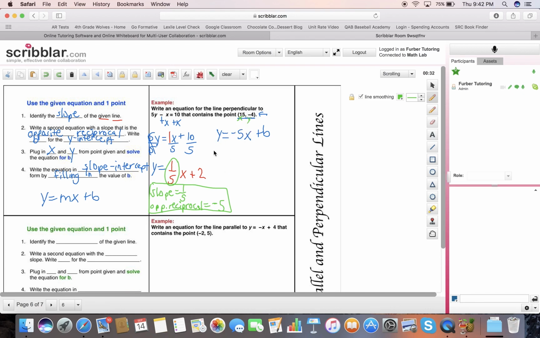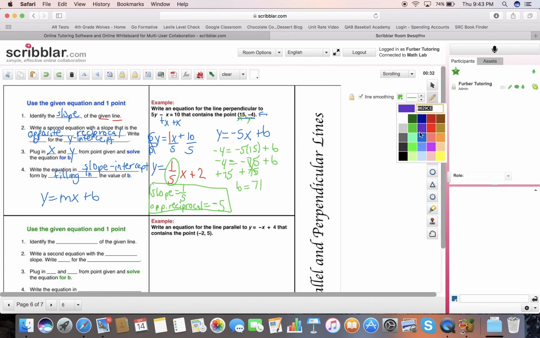For the y, I'm going to put in negative 4, and for the x, I'm going to put in 15. Then I'm going to find out what the b is, and then I'll write my final equation in slope-intercept form. So if I do the math, negative 5 times 15 is negative 75. If I want to solve for b, I'm going to add 75, and negative 4 plus 75 is 71.